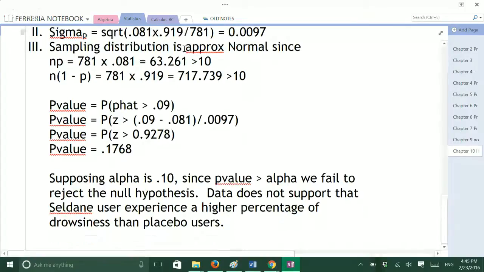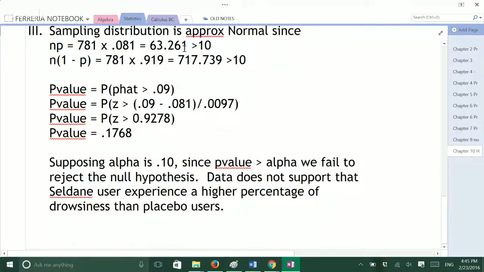Okay, all right, so let's get to that third one then. Free response 3.